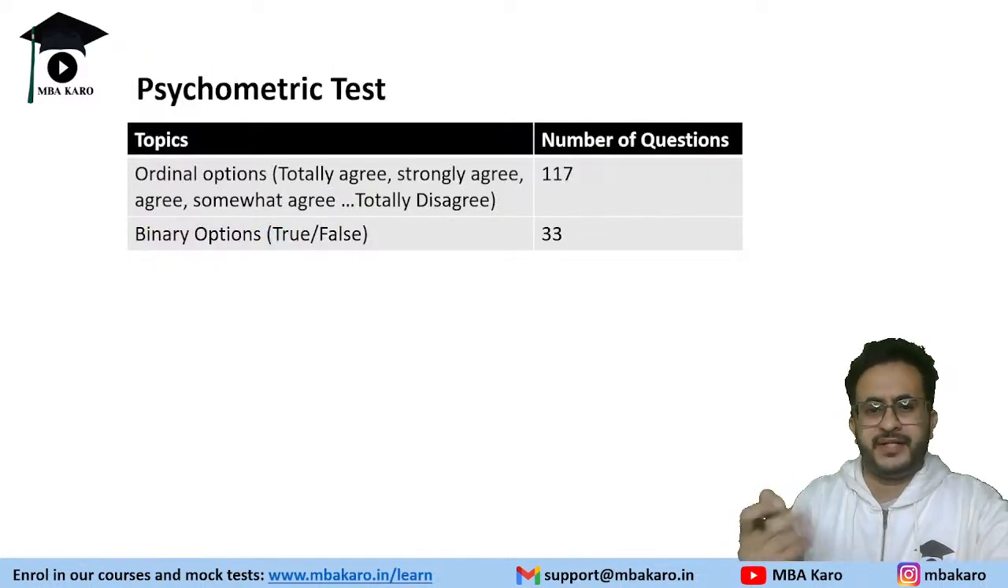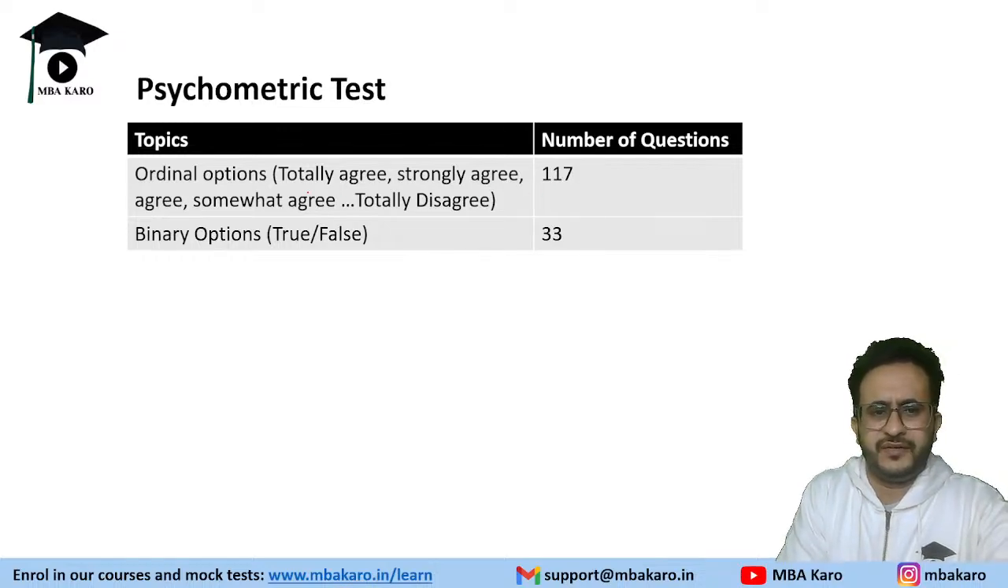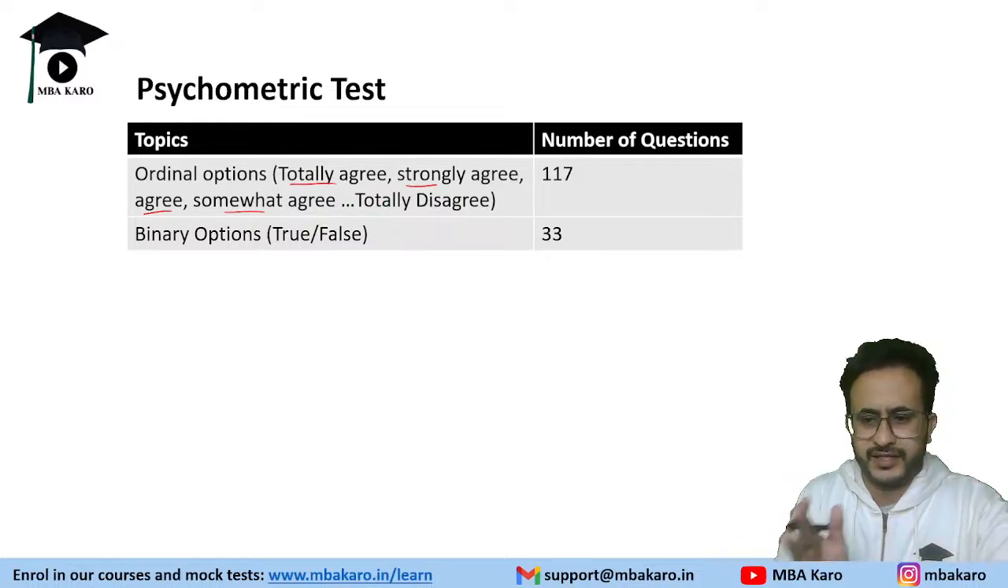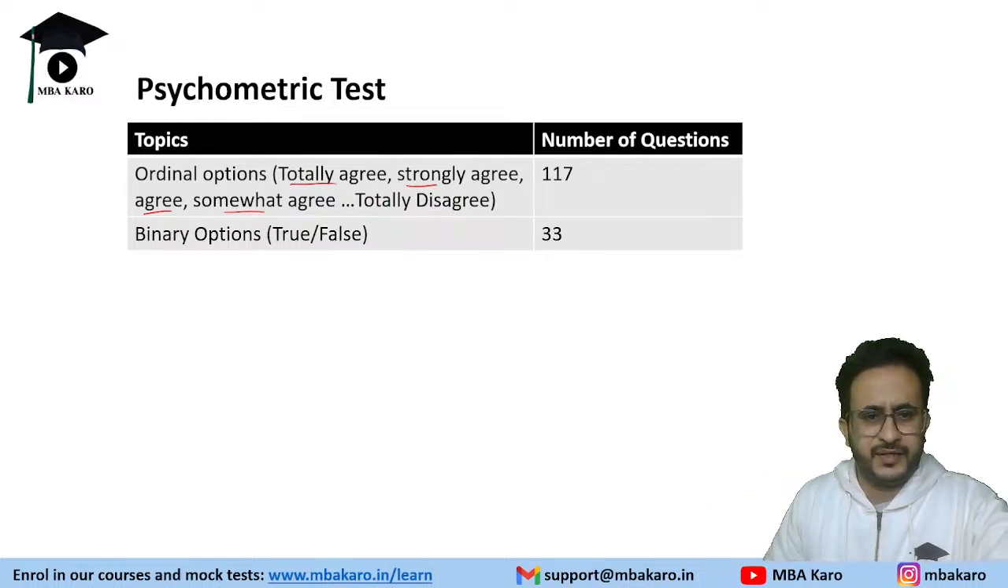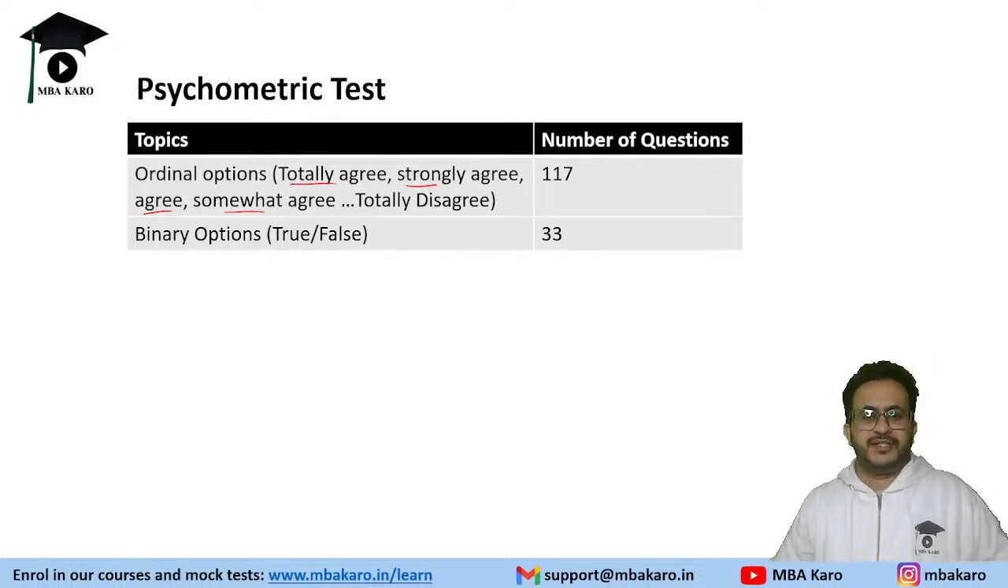Now, in the psychometric test, as I said, there are 150 questions, and 117 of them were ordinal options, like totally agree, somewhat agree, somewhat disagree, and so on till totally disagree. So, on a scale of 1 to 8, you need to answer the questions. Now, what happens in these questions is they check for your consistency.